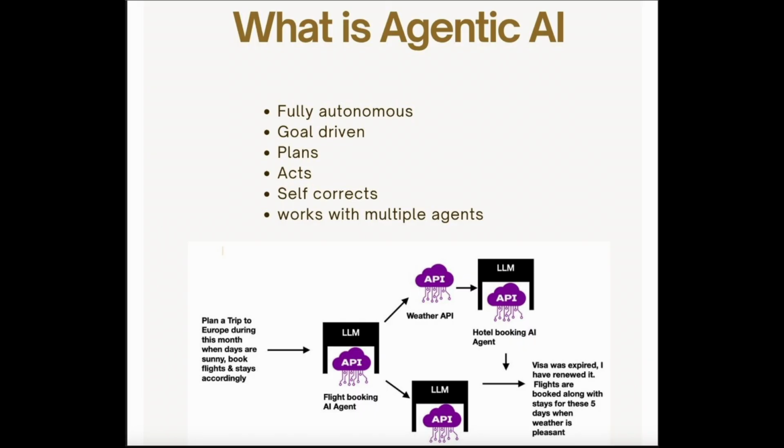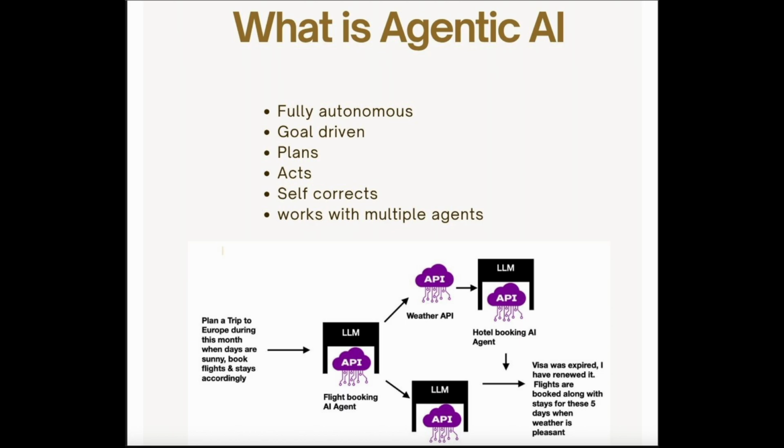In the below example, I'll show you my prompt: plan a trip to Europe during this month when days are sunny. Book flights and stays accordingly. See here clearly I'm mentioning that I'm going for a trip to Europe. In this month, I only want to choose those days based on the weather. It should be sunny, and book flights on those days and stays also.